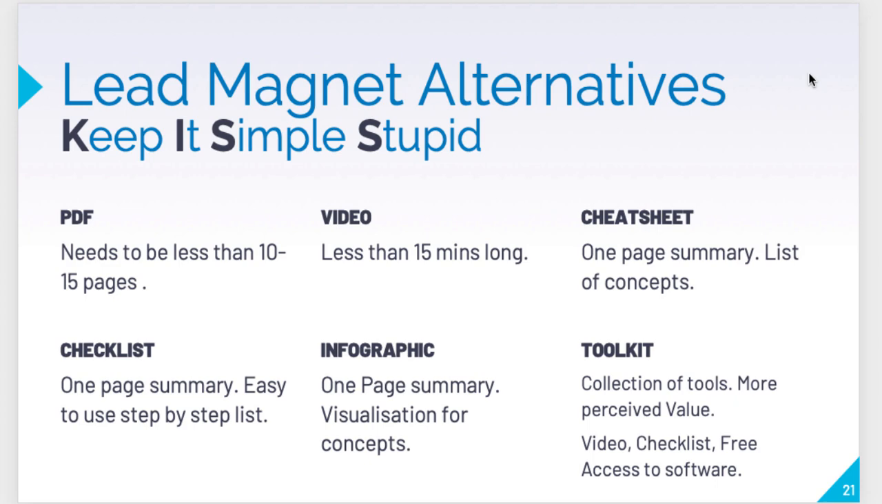The only thing with PDFs is they are quite hard to create. You need to be very skilled at making a really nicely designed PDF. Now the second one is a video. If you make a video, make it less than 15 minutes long. Make it so that people can listen to it very quickly. You could even make a small video series with several topics in it, and that would be very easy to digest.